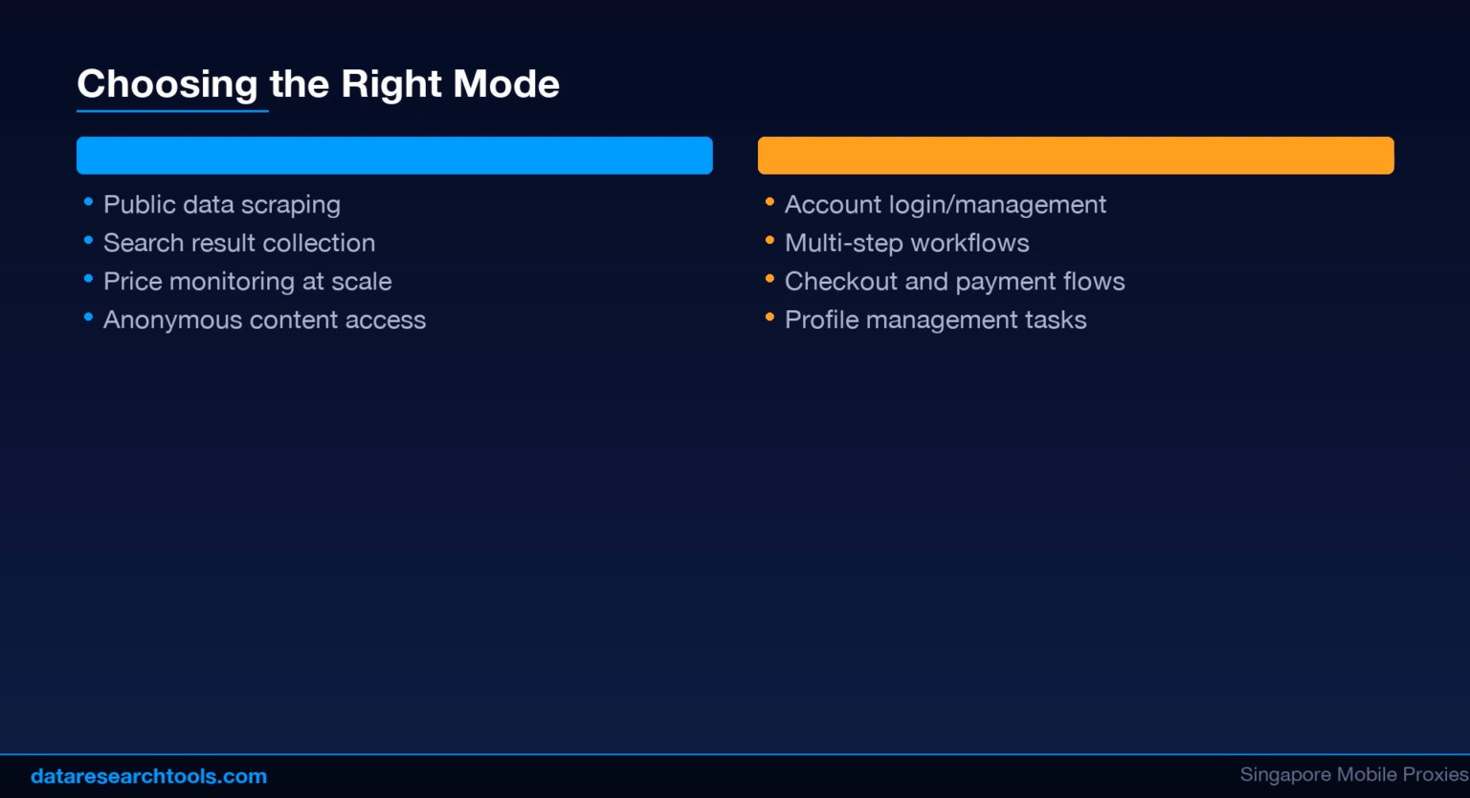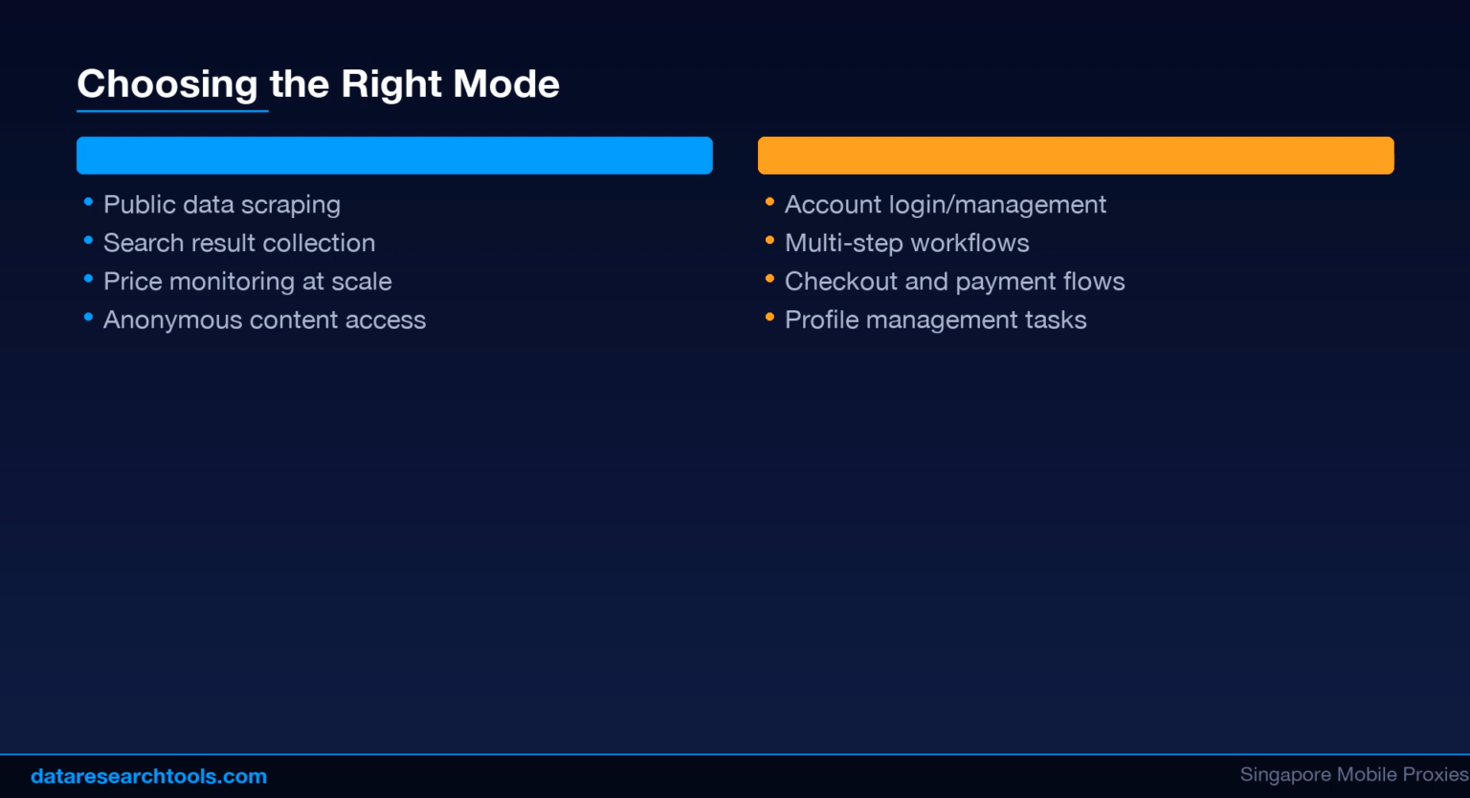How many IPs do I need for rotation to be effective? It depends on request volume and target sensitivity. Rough rule: the pool size should be large enough that no single IP exceeds the target site's informal rate limit threshold. For lightly protected targets, even 10 to 20 IPs can handle moderate volume. For aggressive bot detection, you need hundreds to thousands of clean IPs rotating across requests.